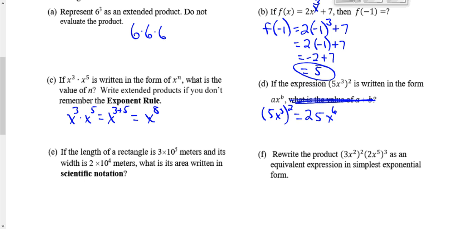Because think of it this way, right? This would equal 5x to the third times 5x to the third, right? And 5 times 5 is 25. X to the third times x to the third. Now you add them because we're multiplying, right? So that's x to the 6th. Make sense?